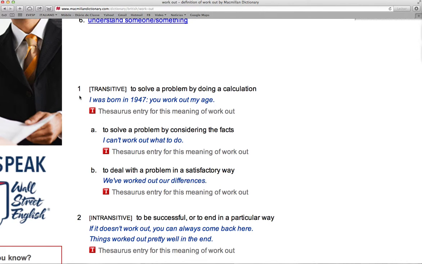Then you've got, again for number 1, let's say an additional example with definition and explanation. To solve a problem by considering the facts, for example, I can't work out what to do. So even if I consider the facts, I don't know what to do. And let's say B, to deal with the problem in a satisfactory way. The example is, we've worked out our differences, again, meaning that you dealt with that problem. See that now you've got number 2.